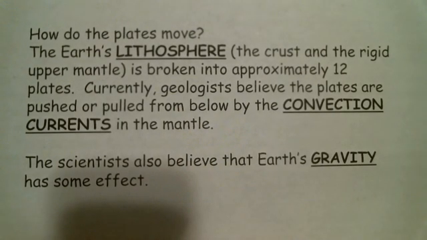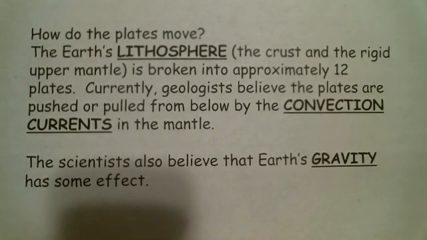How do these plates move? The Earth's lithosphere, the crust and the rigid upper mantle, is broken into about 12 major plates at least. There are many smaller ones. Currently, geologists believe that the plates are pushed or pulled from below by convection currents in the mantle. The exact method that this happens has a little bit of debate to it. It's not firmly established. The scientists also believe that the Earth's gravity has some effect.